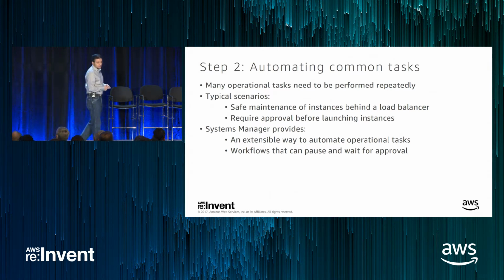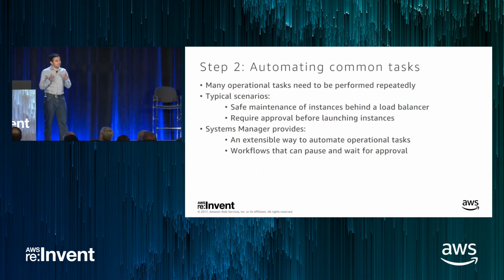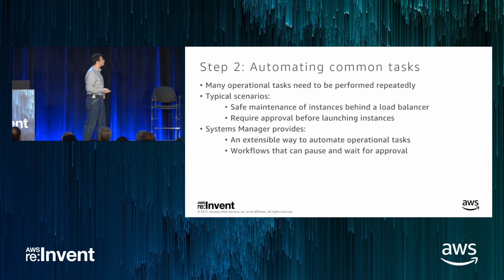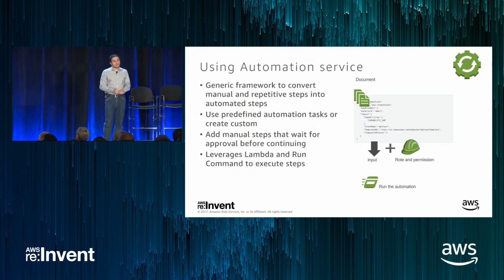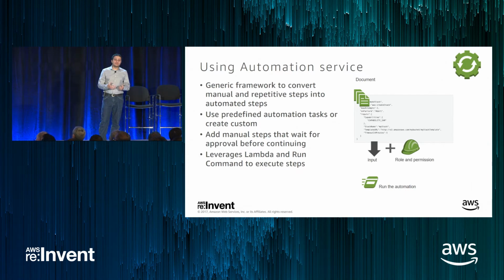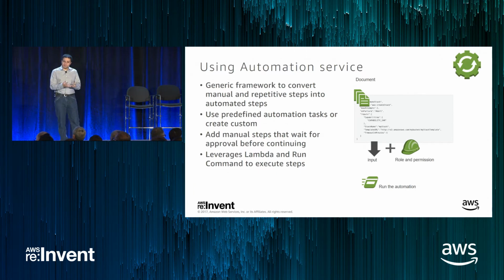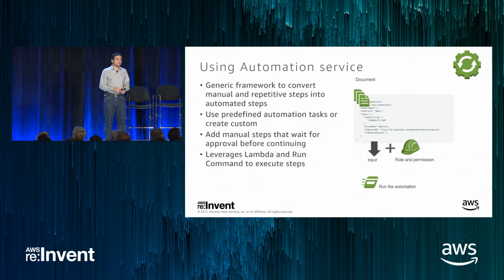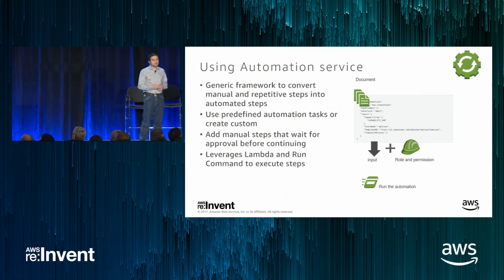Systems Manager provides an extensible way for you to automate your tasks. These workflows, like I said before, can pause and wait for approval. And we've recently announced the ability to also have rate control and safety built into some of these workflows. So the automation service in Systems Manager, you can think of it as a generic framework to convert these manual, repetitive, and error-prone tasks into documents that can be run. We provide a set of predefined automation tasks, or you can create custom ones. The automation service itself internally leverages Lambda, run command, as well as other built-in step types.